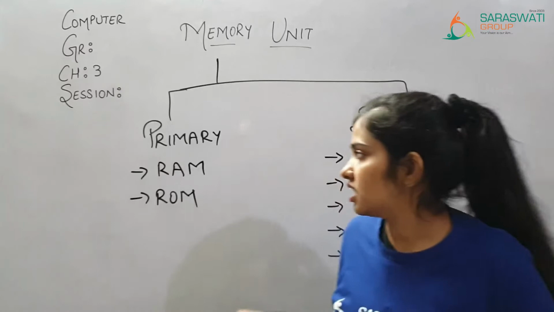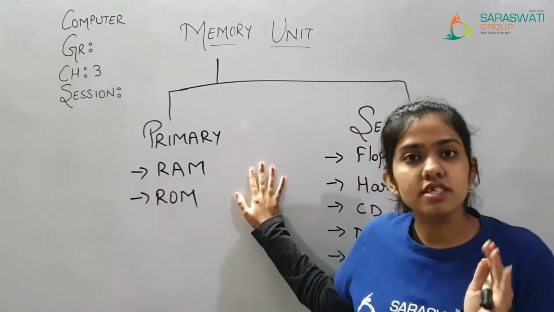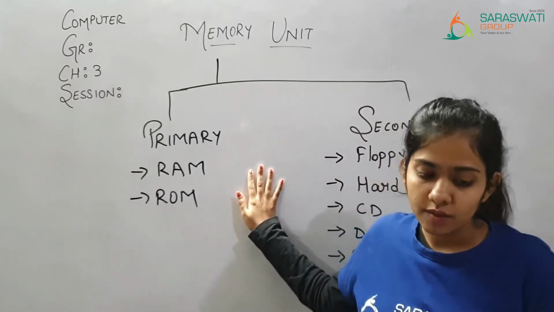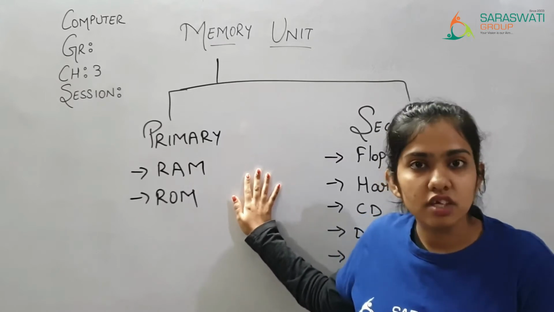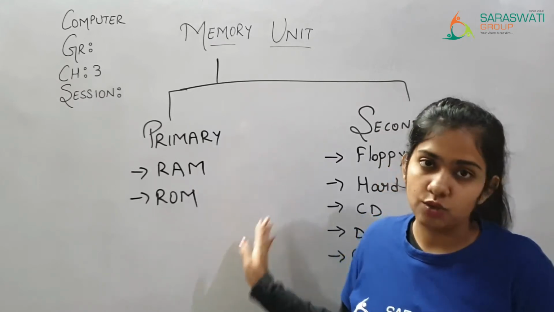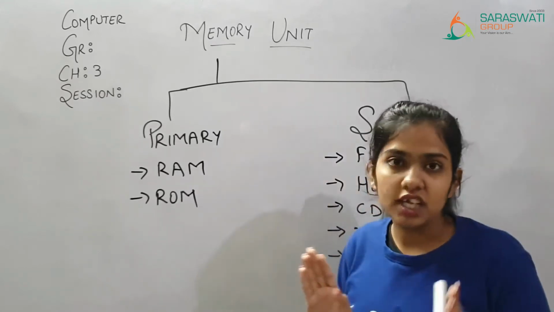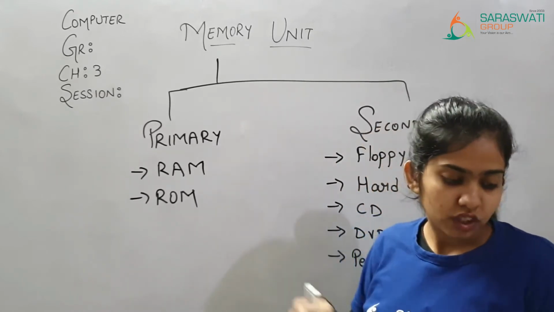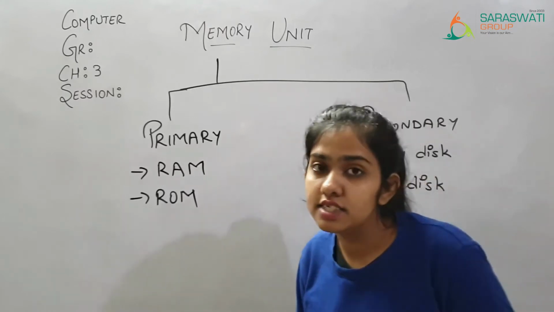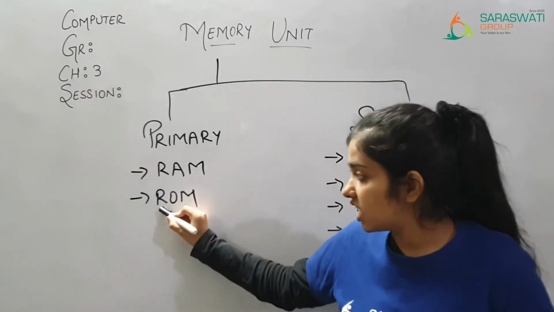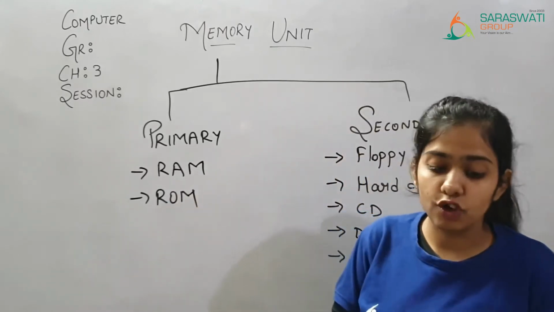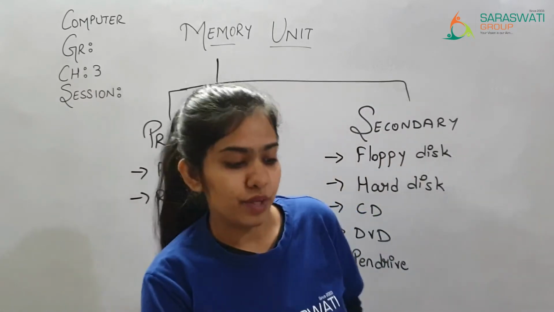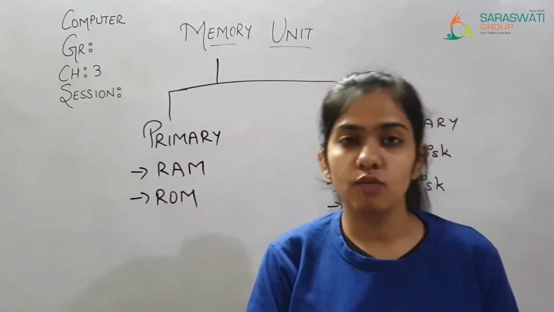So for that reason RAM is just a temporary basis. Okay? And if you want to save the information, then you need to have a secondary storage device. Now what is ROM? ROM itself is saying that it is read only memory. ROM stands for read only memory. Now ROM is non-volatile in nature.